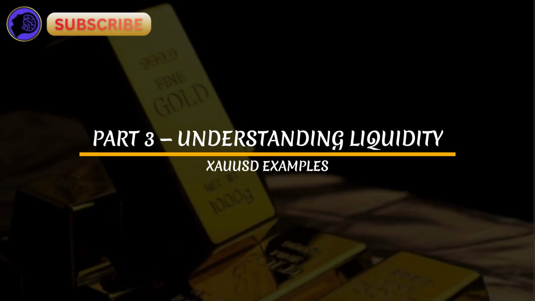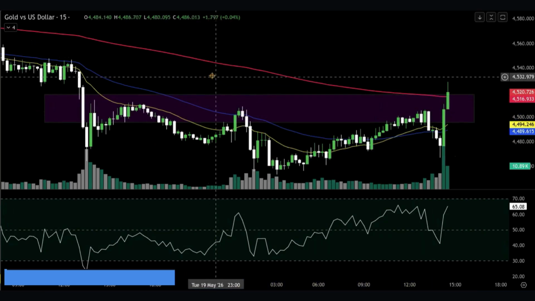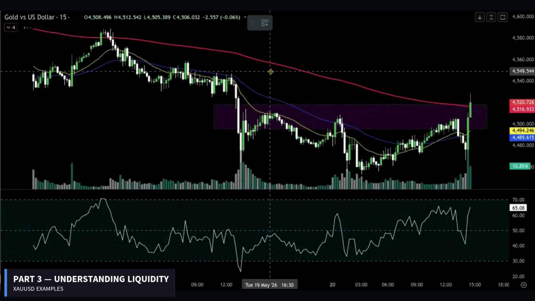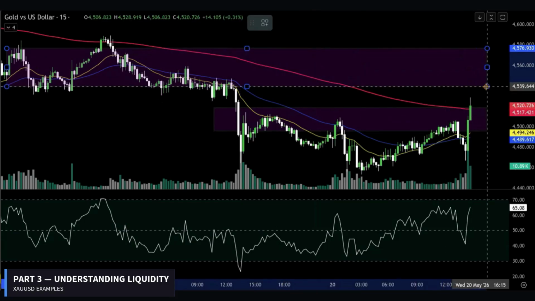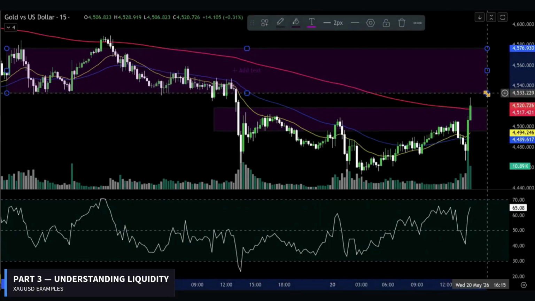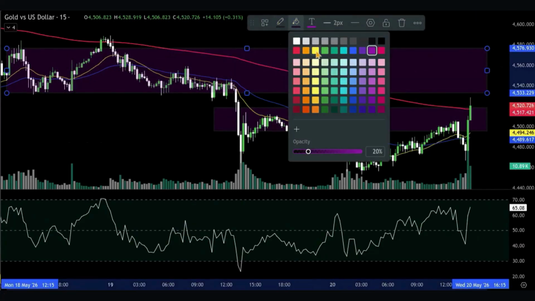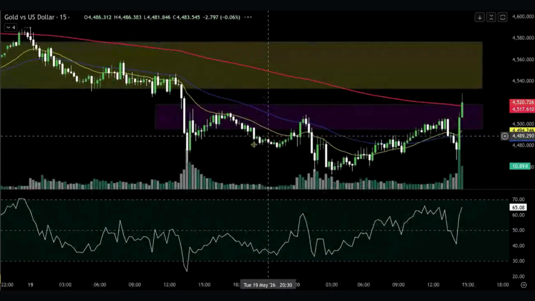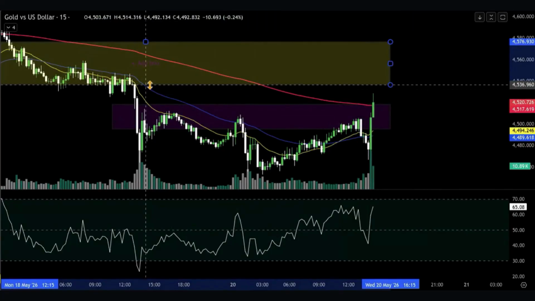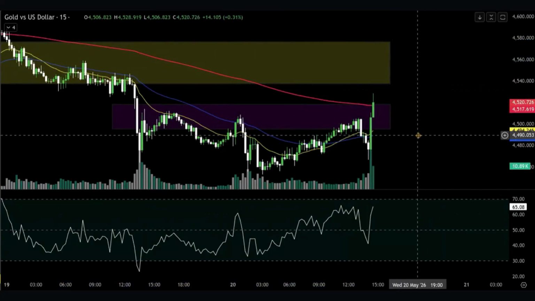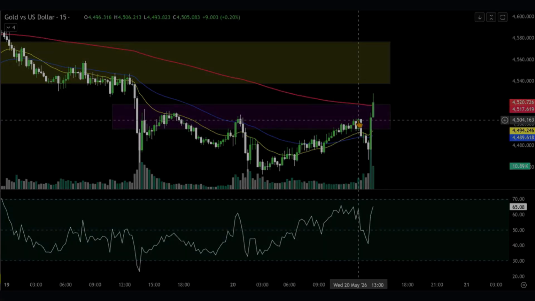Part 3. Understanding liquidity. Now let me show you something very important on XAUUSD. Look at these highs here. Notice how price slowly approaches the level. Very controlled movement. Very intentional behavior. Why do you think the market is moving toward this area? Because liquidity exists there. Many traders place stop losses above obvious highs. Breakout traders also wait there. The market understands this psychology very well.